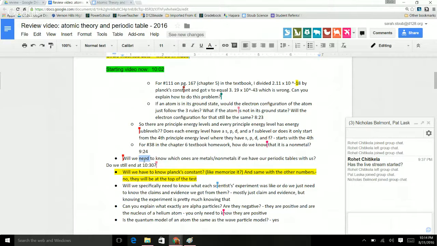I'm not going to pick a sneaky metalloid. They're all metalloids except aluminum. Boron is a non-metal usually. I'm not going to pick anything sneaky. So I hope that helps you there.